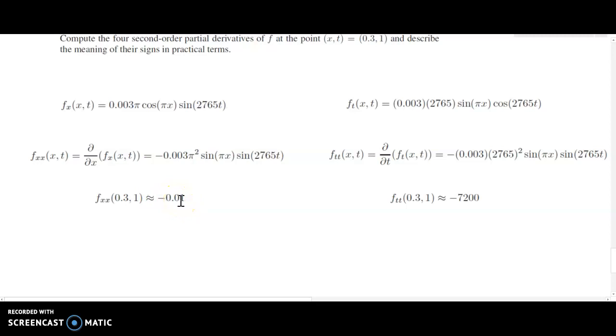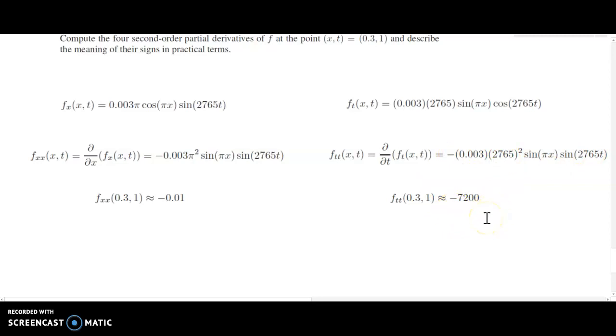Now remember here, t is measuring time, not degrees like an angle measure, so we should be in radians. When we compute the derivative of the first derivative with respect to t, we get this function here. Sorry, this is not the mixed partial. It comes out to this expression. And now if we plug in 0.3 for x and 1 for t into this equation, we get negative 7,200.